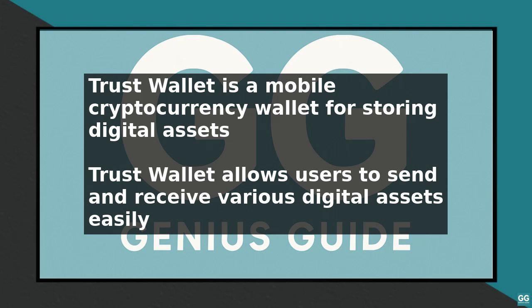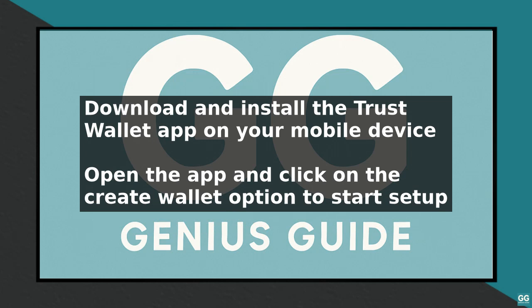The first step in analyzing Trust Wallet, create wallet is to download and install the Trust Wallet app on your mobile device. Once installed, open the app and click on the Create Wallet option. You will be asked to agree to the terms of service and create a password for your wallet.